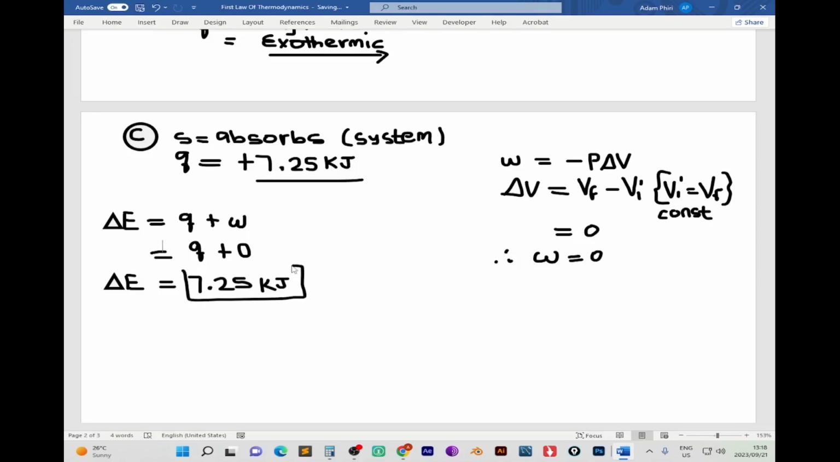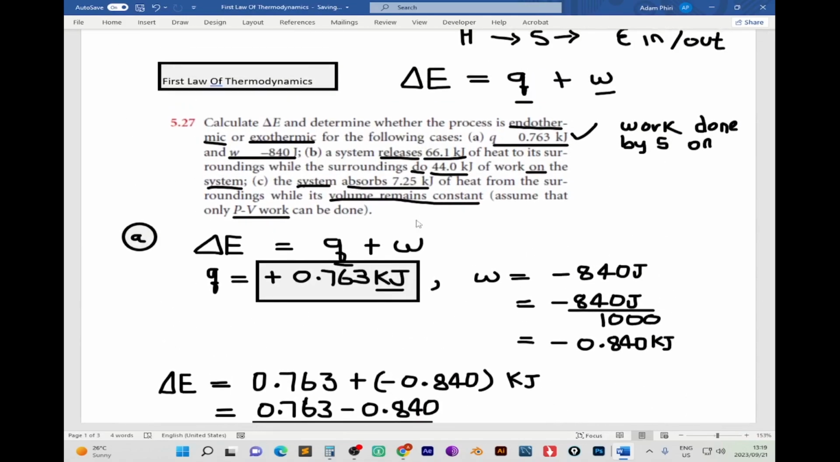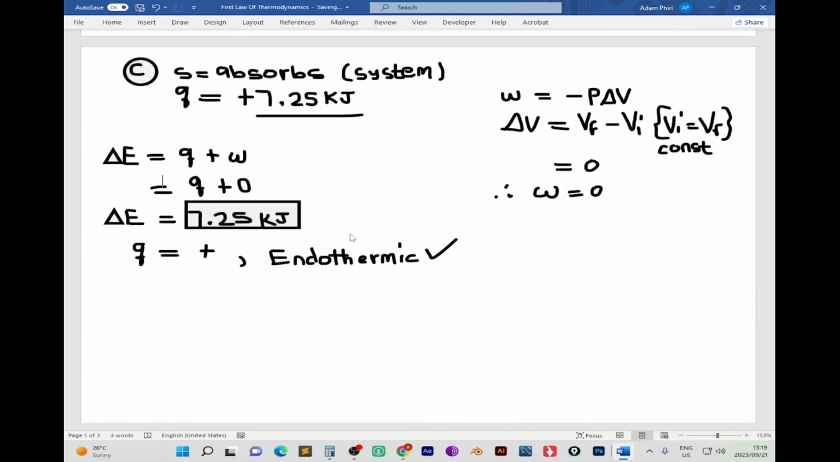And then once again, coming to endothermic or exothermic, because our Q value there is positive, the process will be endothermic. So that's how we solve problems like this. I've prepared a homework for you, and we just analyzed what we've done: endothermic, exothermic, the systems and the values.